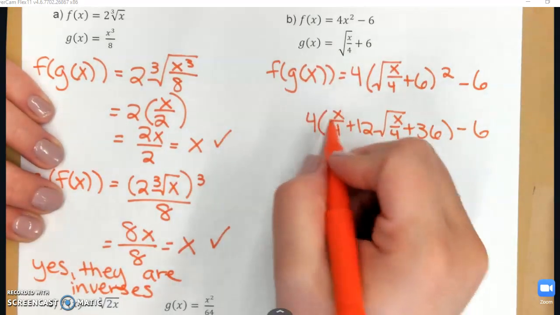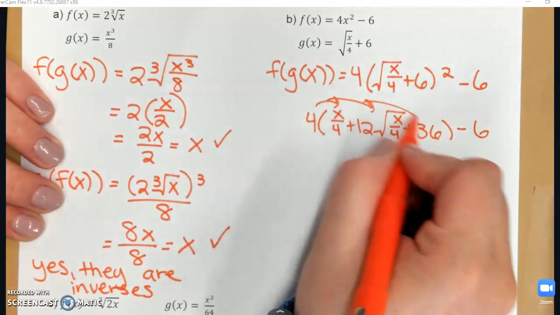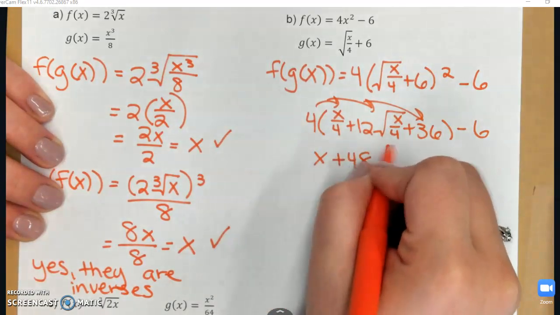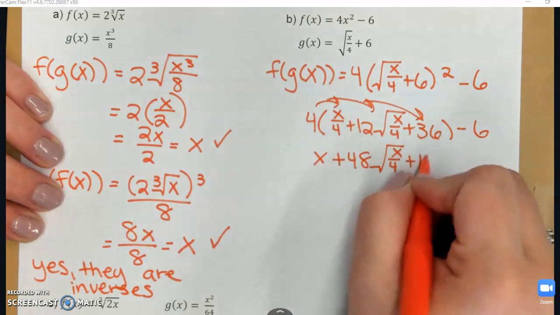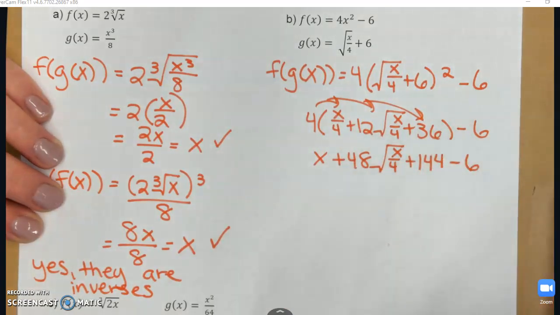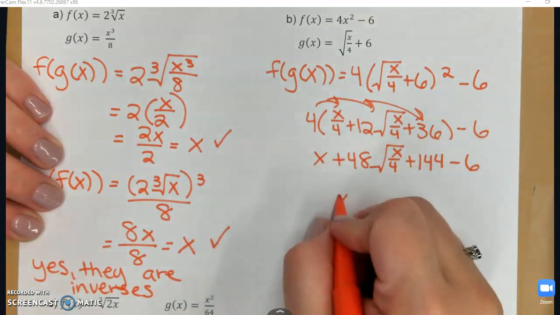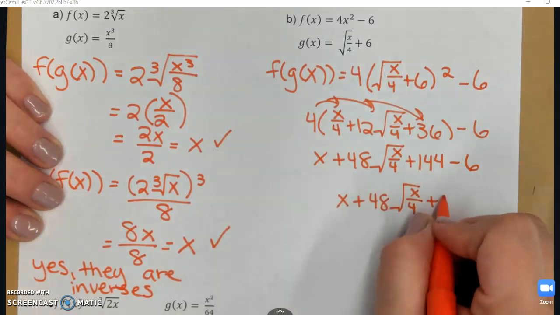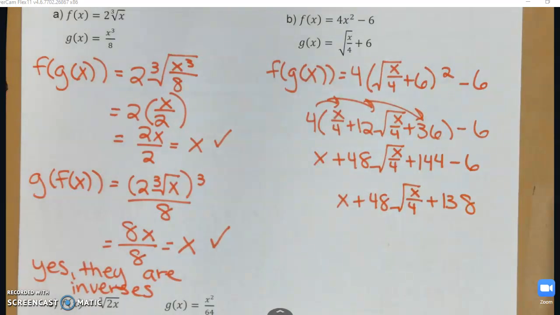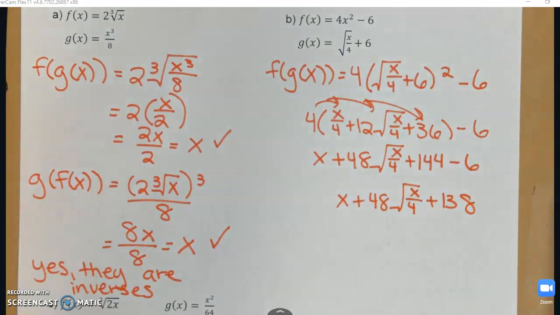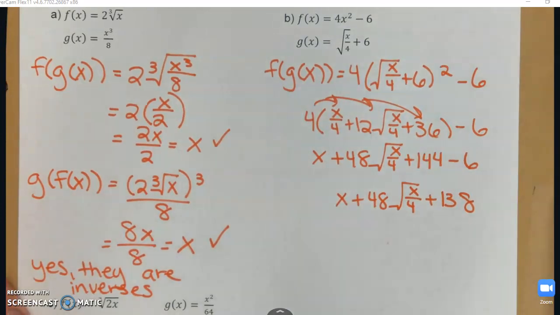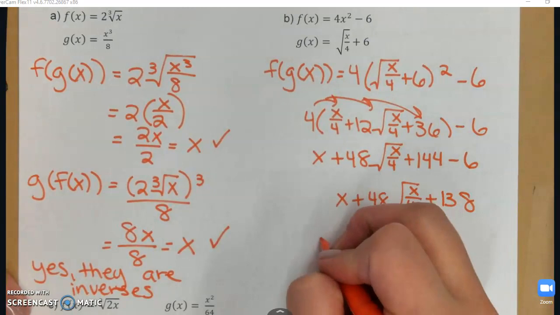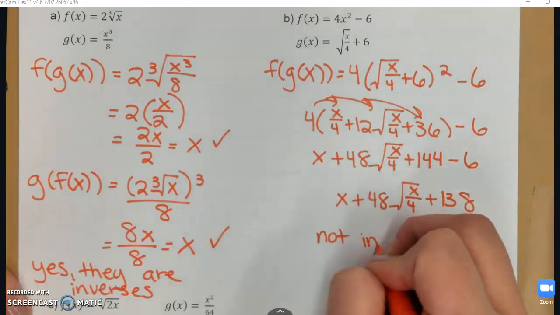And my next operation is going to be to distribute this 4. So that's going to leave me with x plus 48 times the square root of x over 4 plus 144. And the last thing that I can do to simplify is this subtraction here. So this is completely simplified now. And my result is not x, so I don't even need to do the second set of composition because I know the first one did not work out. So these are not inverses.